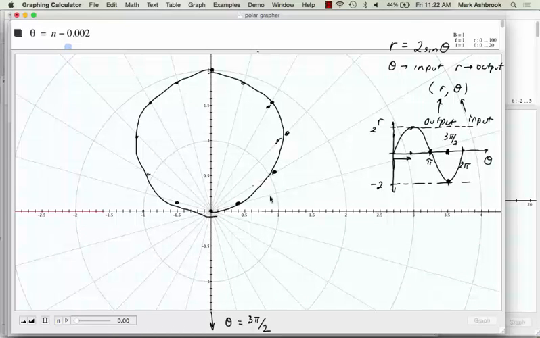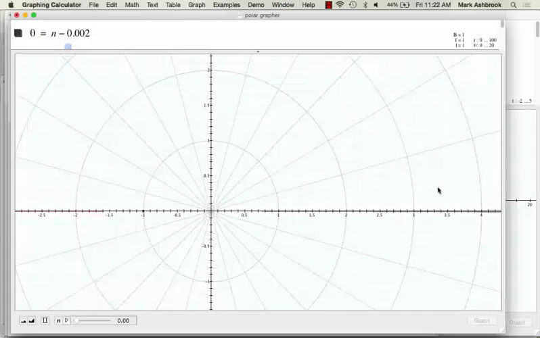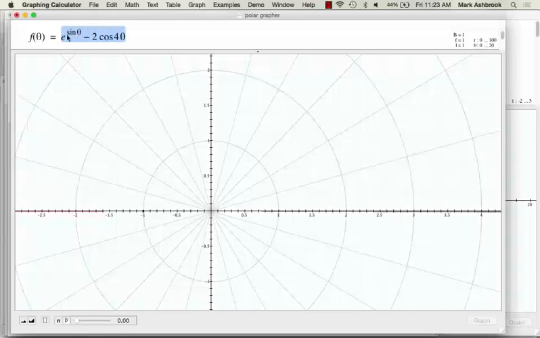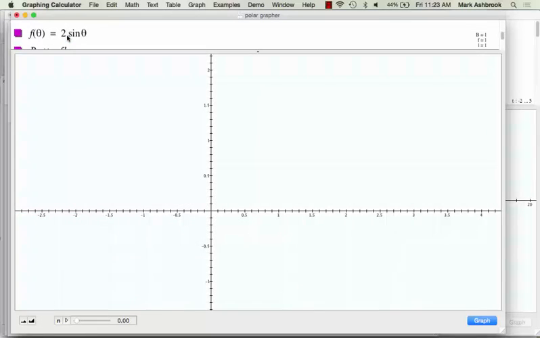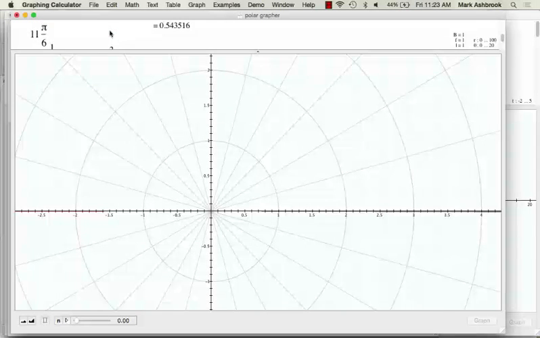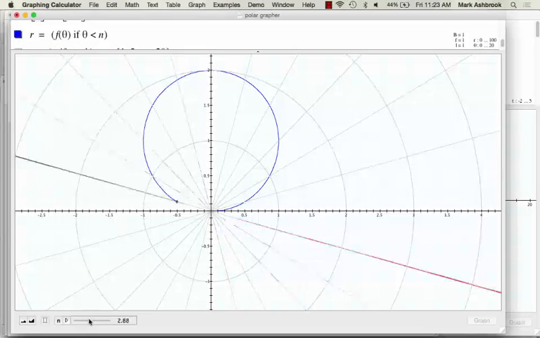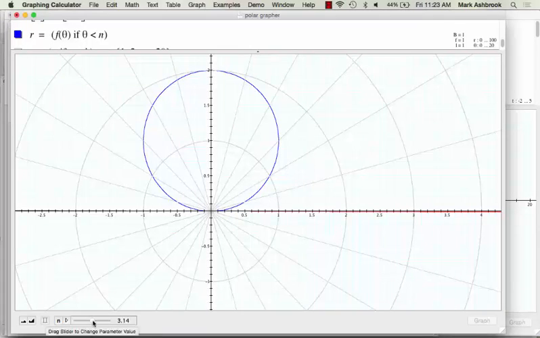I'm going to erase. Can I erase everything I've drawn on the screen? Yeah. You good? So what do we do? 2 sine theta. Here we go. Ready? Oh, it's just a circle? Sure looks like it, right?